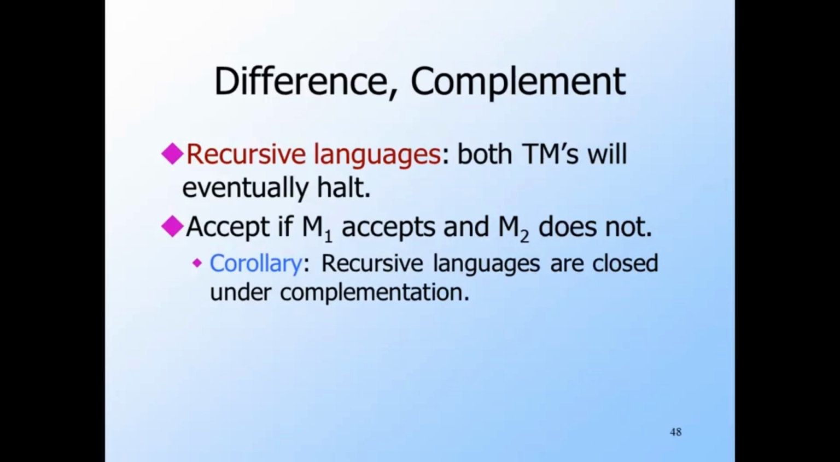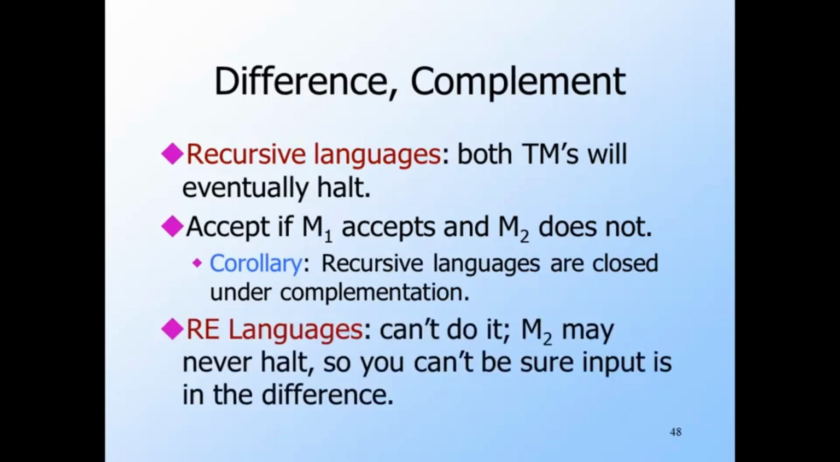An important consequence is that the complement with respect to some alphabet sigma of a recursive language is recursive. Surely sigma star, the set of all strings over sigma, is recursive. So the difference of sigma star and a recursive language is the complement of that language.